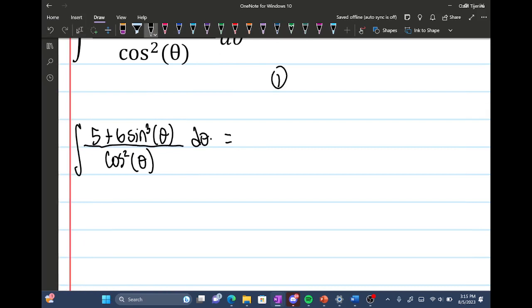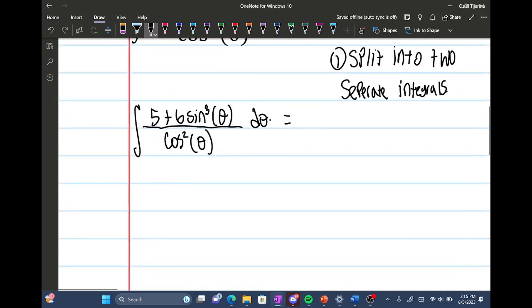So step 1 would be to split into two separate integrals. Okay. What we're going to do is the integral of 5 over cosine squared theta.